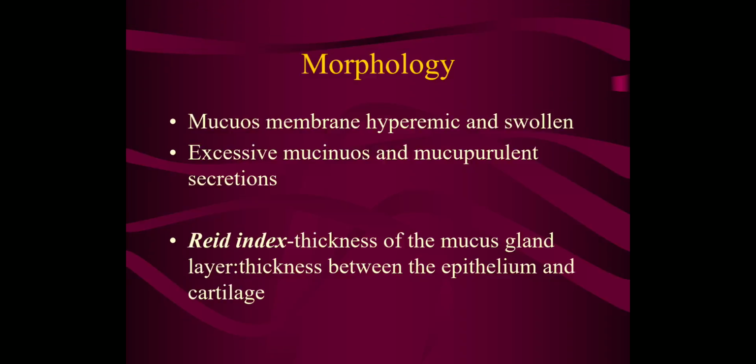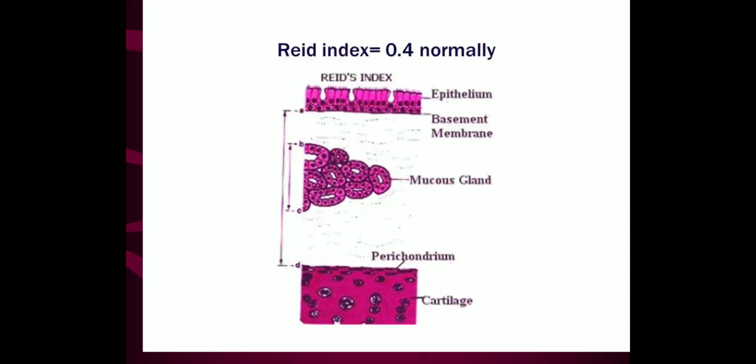The Reid index measures the thickness of the mucous gland layer to the thickness between the epithelium and the cartilage. You will see when you see this picture. So here this is a normal bronchial epithelium with pseudostratified ciliated columnar epithelium, and underlying that you can see the normal bronchial mucus glands. There's also a cartilage layer beneath that. Okay, so that marked A is the epithelium. So this is a normal thing.